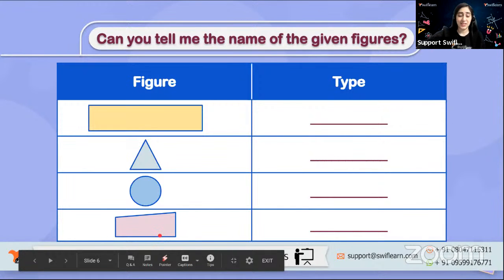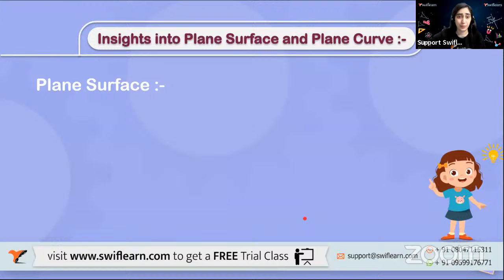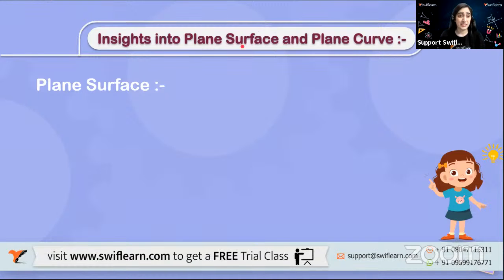Great. So let's see. Are you able to get the answers? That's right. We got the right answers. The rectangle, triangle, circle, and quadrilaterals. All right. So before understanding what is a polygon, how to proceed, let us understand what are plane surfaces.